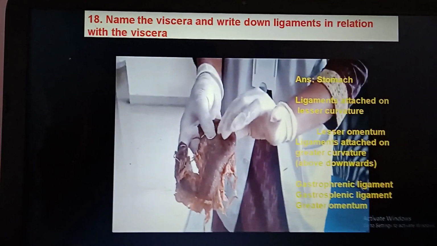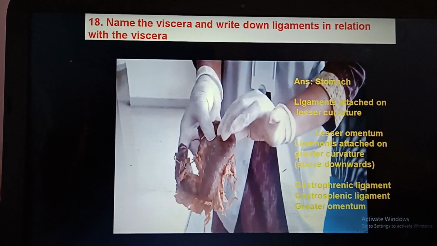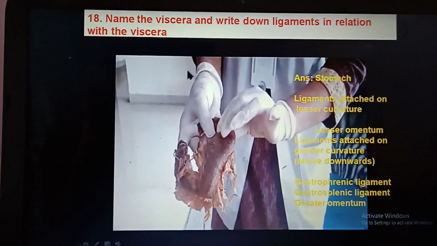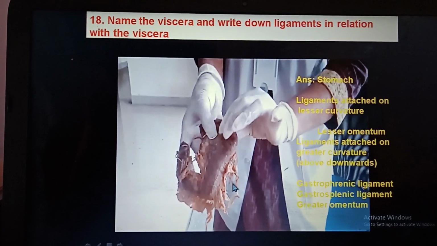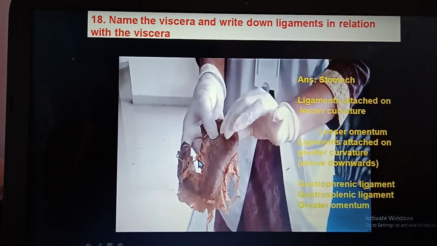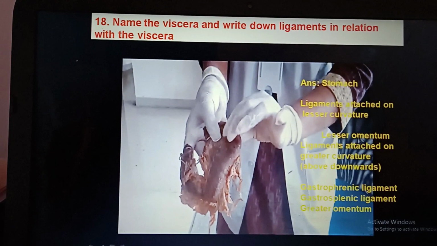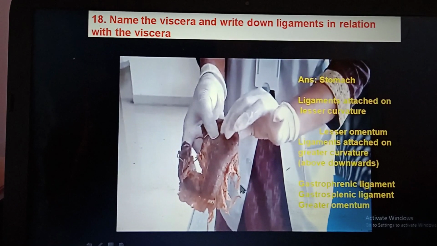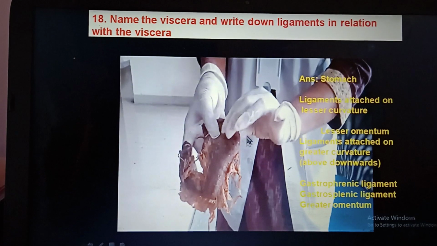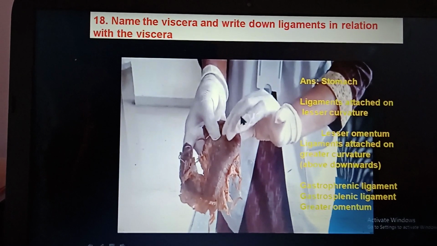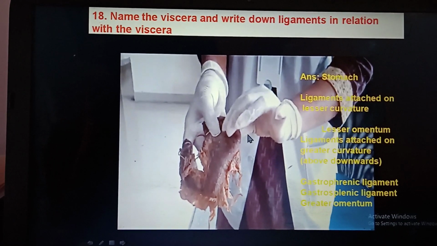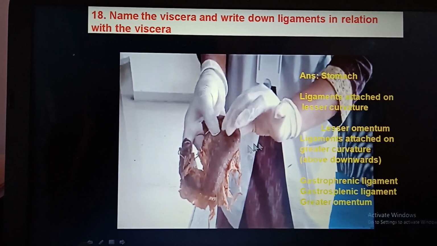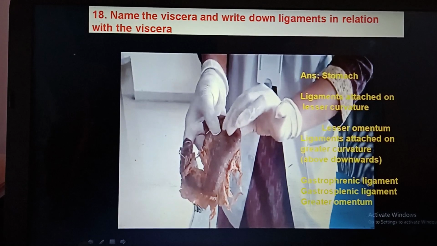Name the viscera and write down the ligaments in relation to the viscera. This is the stomach. Here is the lesser curvature and here is the greater curvature. On the lesser curvature there is the lesser omentum. The ligaments attached over the greater curvature from superior to inferior are first the gastrophrenic ligament to the diaphragm, then the gastrosplenic ligament to the spleen, and the greater omentum.